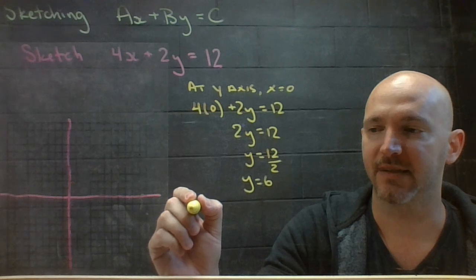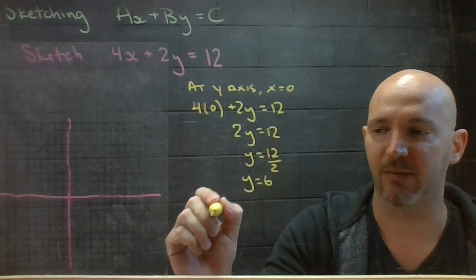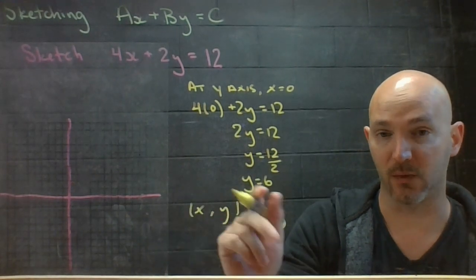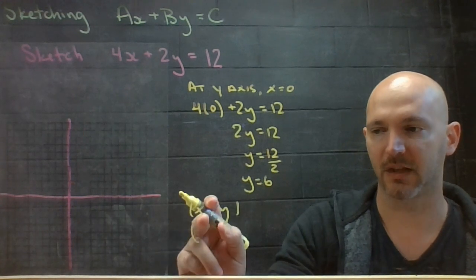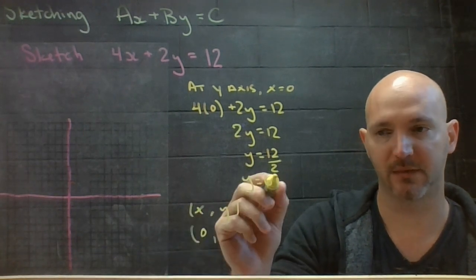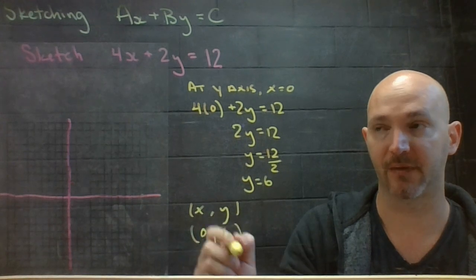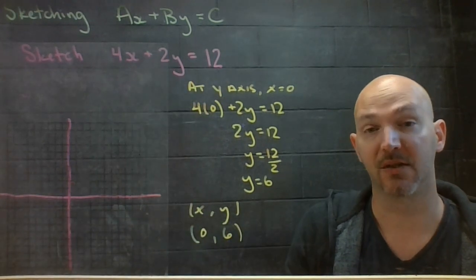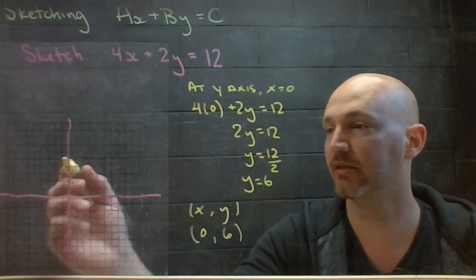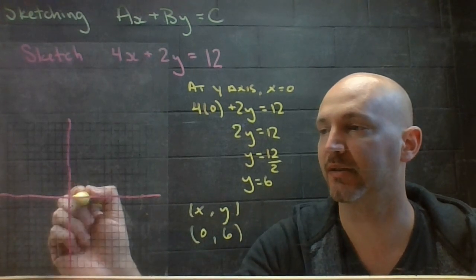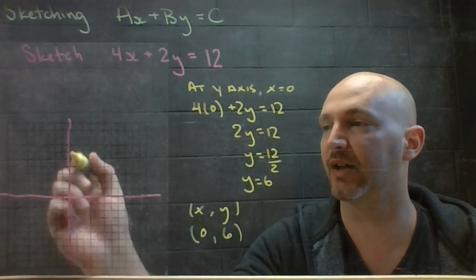So when x is 0, so your x-y pairs, you always write them x then y. If your x is 0, your y is 6 for this particular line. So I'm just going to plot that on the grid. 0 for x, and 1, 2, 3, 4, 5, 6 for y.